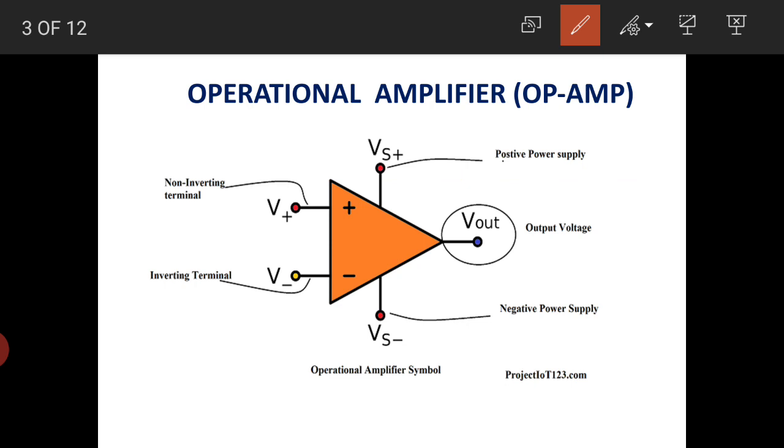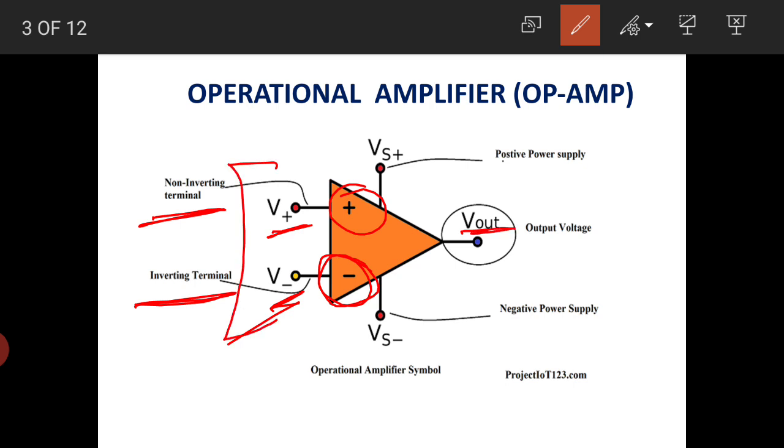The input terminal marked by the positive sign is known as the non-inverting terminal, and the input terminal marked by the negative sign is known as the inverting terminal. So one input is positive and another input is negative. The output obtained here will be the difference of these input voltages. That's why this amplifier is a kind of differential amplifier, because it amplifies the difference of the input signals.